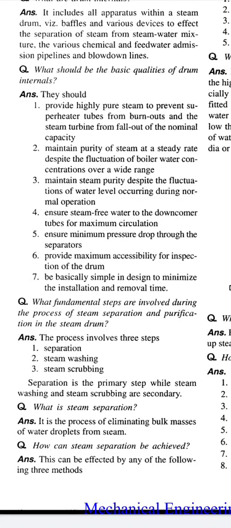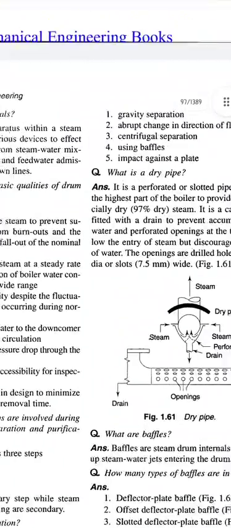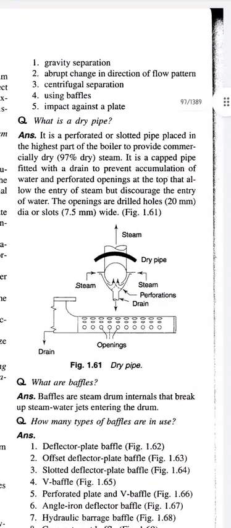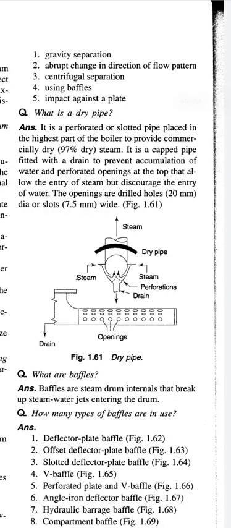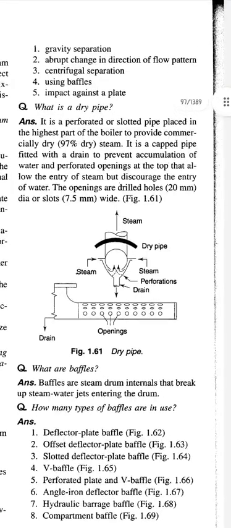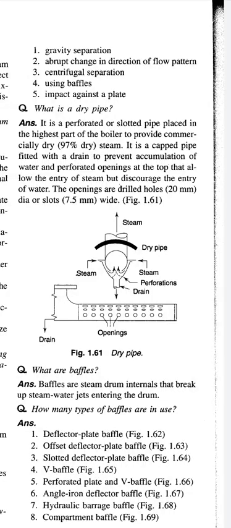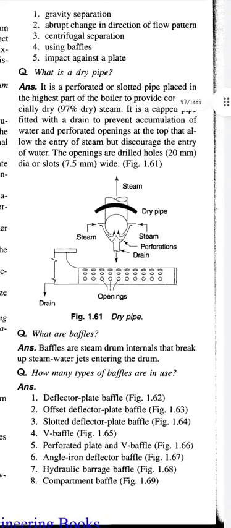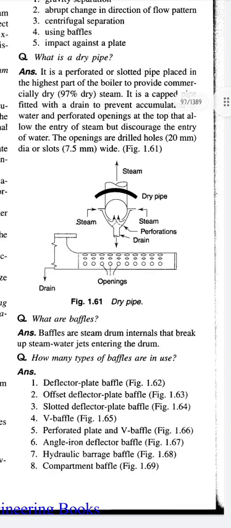Answer: this can be affected by any one of the following three methods: gravity separation, abrupt change in direction of flow pattern, centrifugal separation using baffles, impact against a plate. What is a dry pipe? Answer: it is a perforated or slotted pipe placed in the highest part of the boiler to provide commercially dry steam, 97% dryness.